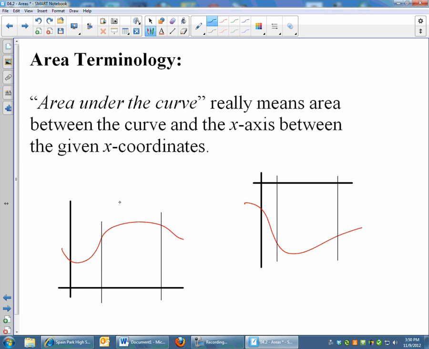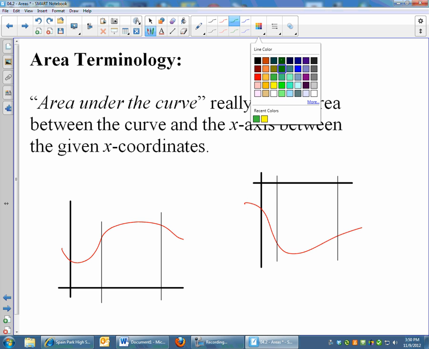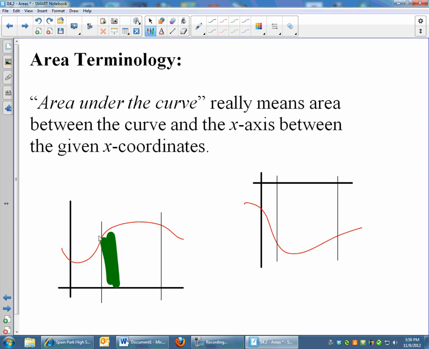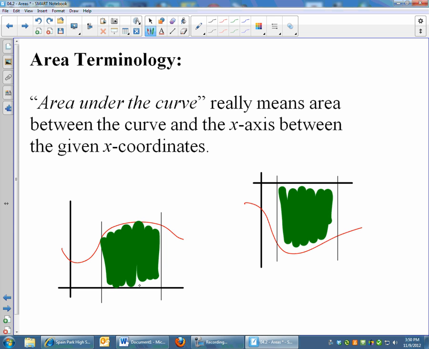When you're dealing with areas, we'll use the phrase area under the curve, and all that means is area between the curve and the x-axis. So for this problem right here, if I wanted to find the area under this curve, this part right here, I'll be finding this area. That's the area we're talking about. For this one, the area under the curve, even though it's above, we're actually finding the area between the curve and the x-axis. So when we say area under a curve, it really just means the area trapped between the curve and the x-axis. So keep that in mind.